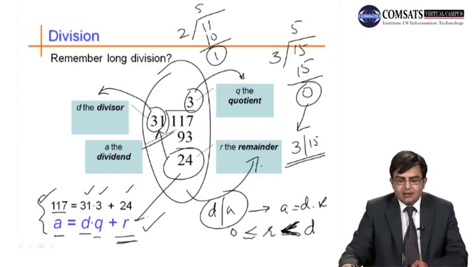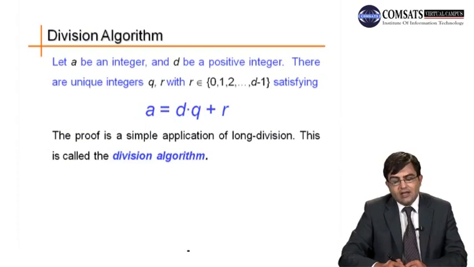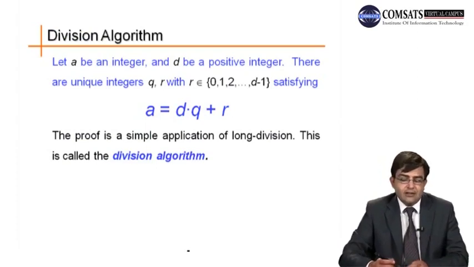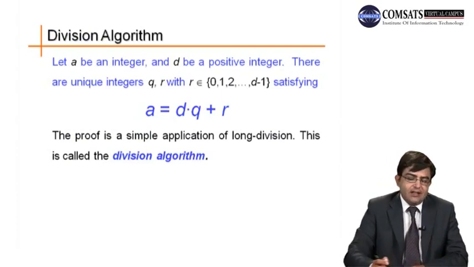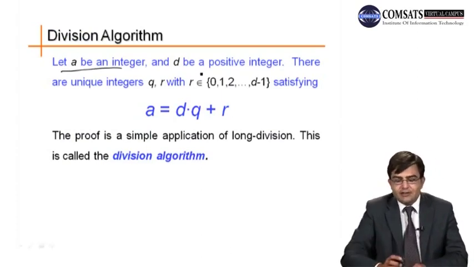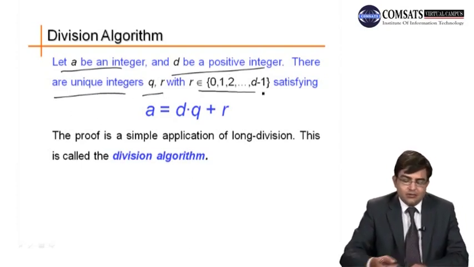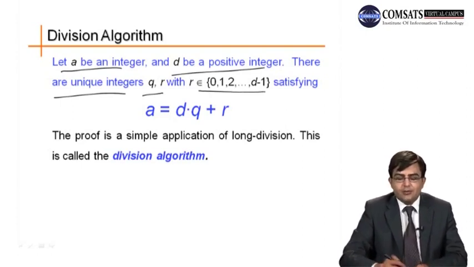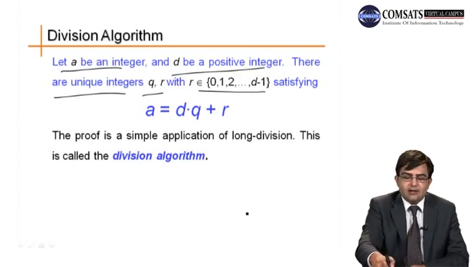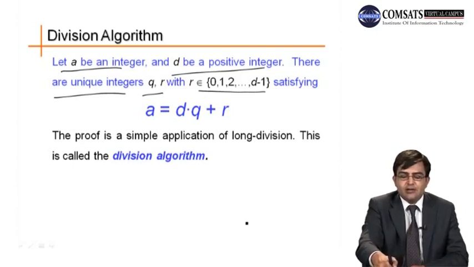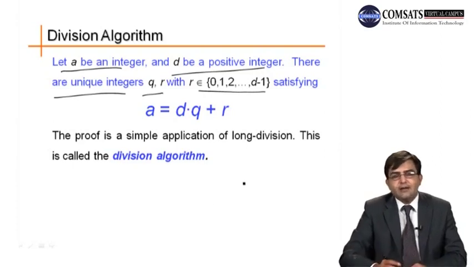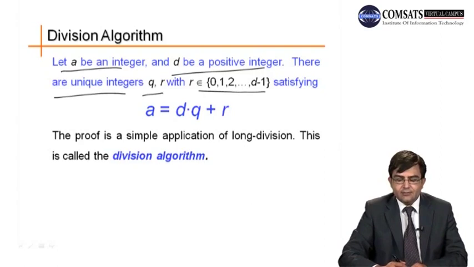Here the remainder must be greater than or equal to 0 and less than the divisor. So now I give you the division algorithm, how we divide numbers. Let A be an integer and D be a positive integer. There are unique integers Q and R with R belonging to 0, 1, 2, and so on, less than the divisor. We can write it as R belongs to 0, 1, 2, up to divisor minus 1, because if it is equal to the divisor, then again D divides A completely.